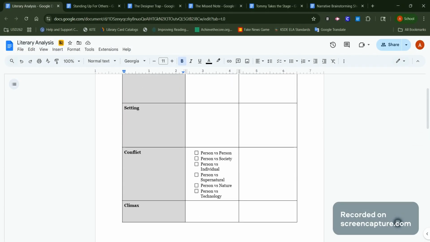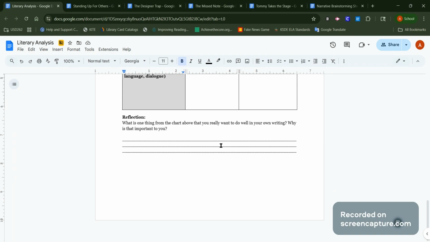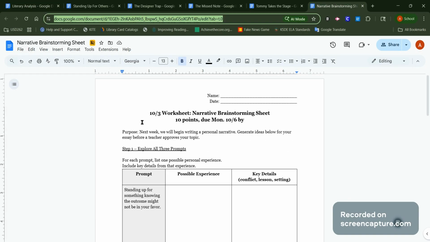So you're just going to pick one thing that you really want to focus on, and you'll put it in these lines down here. So again, that was for the Thursday, October 2nd lesson plan. Now I'm going to move on and talk you through what Friday, October 3rd is going to look like.